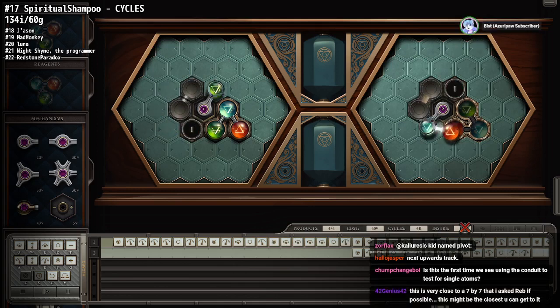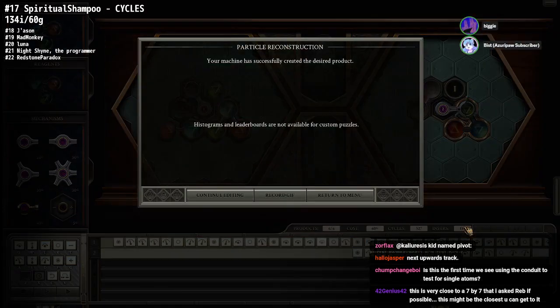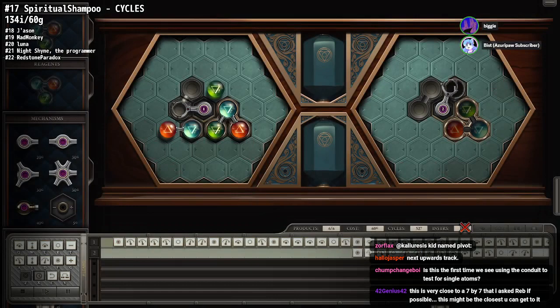Matt Bachelor says, is this the first time we see using the conjugate to test for single atoms? I don't know if you mean the previous solve or this one, but the previous solve did it as well. There was one in the other solve earlier than that too. I think it's definitely happened before. I think the previous solve, Luna's, also did that. Yeah, Luna's did that.